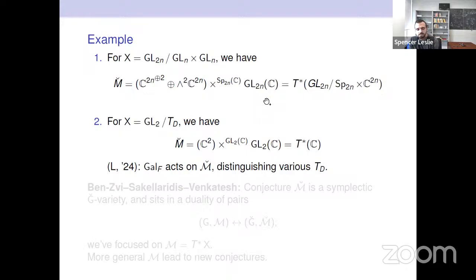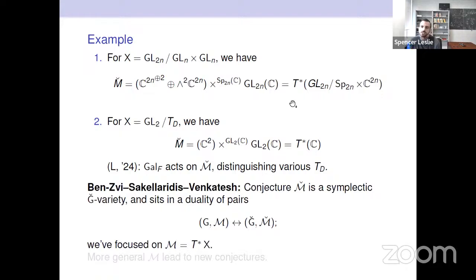But one of the things that I wanted to end on, because this has gotten a lot of attention recently, is that in both of these cases, even though from the definition given here it's not at all obvious, both of these spaces are cotangent bundles. So in particular, they're symplectic varieties. They have a symplectic form on them, which is equivariant with respect to the action of the dual group. And so this is part of these recent conjectures of David Ben-Zvi, Yiannis Sakellaridis, and Akshay Venkatesh.